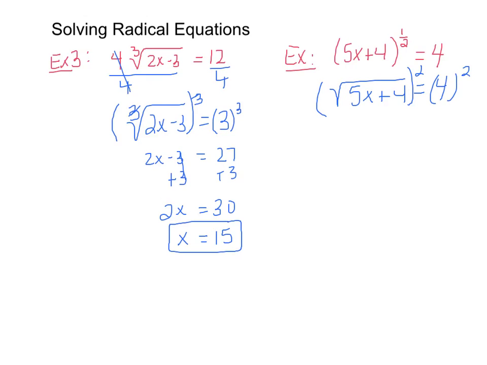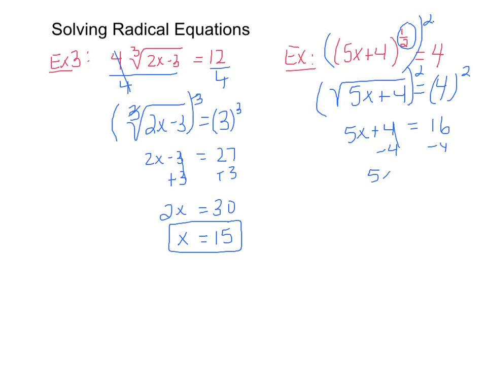And of course, if you recognize that this power is the square root, you could just go ahead and square both sides from this point. The other thing I want you to recognize is that if I square this, because you have a power to a power, 1/2 times 2 is just 1, and that's the other reason why that gets rid of it. So we have 5x plus 4, and it's equal to 16. So we're going to subtract 4.